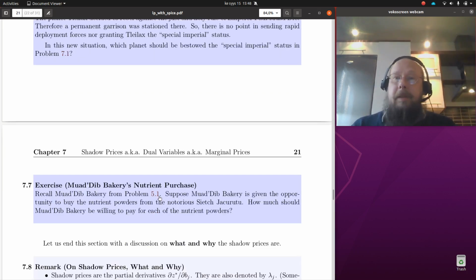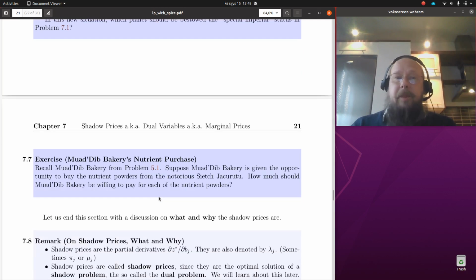And again, the safe way of solving it would be very complicated actually now, but at least look at if there is just a small amount of nutrient powders for sale, then maybe the shadow prices give you the answer. Okay.